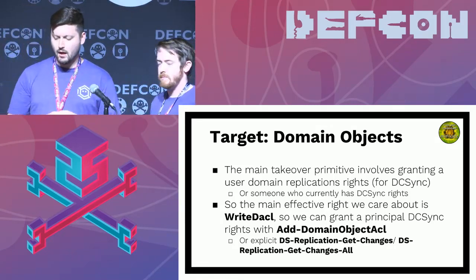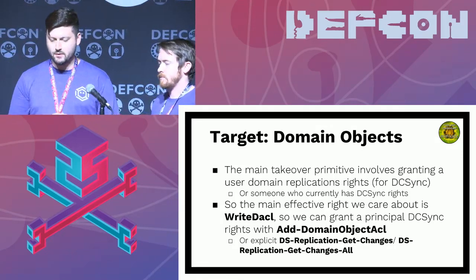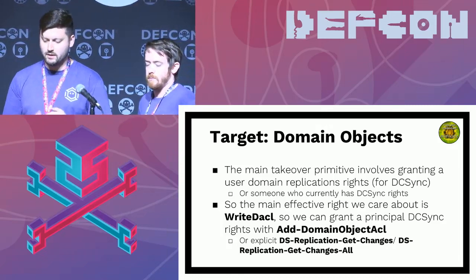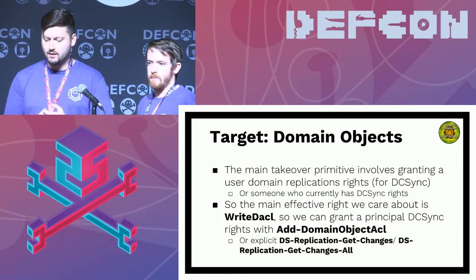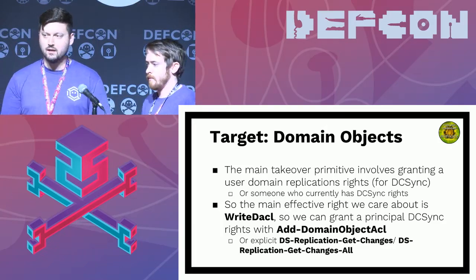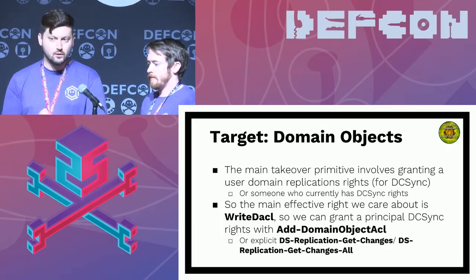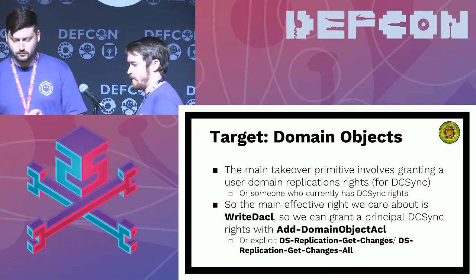Yes. So the two explicit privileges that we actually need for this, we don't need full control of the domain object. We need DS-Replication-Get-Changes and DS-Replication-Get-Changes-All. Then we can request NT hashes for any user, including the krbtgt, which is interesting, and we'll show you why later.